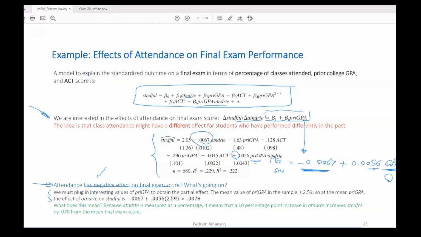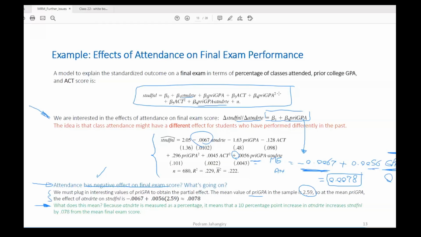So here's the answer. We must plug in some interesting values for GPA, right? So I can plug in the average GPA to obtain the partial effect. The mean value of GPA in the sample is 2.59. And so if I plug 2.59 into this equation and solve, what do I get? The answer is 0.0078. So this is what we call the average partial effect. The average partial effect of attendance rate on final exam score. Okay. What does this mean? This is interpretation. Again, I expect you to be able to, if I give you something like this, interpret it that way.